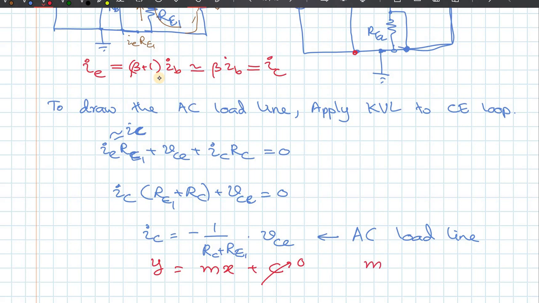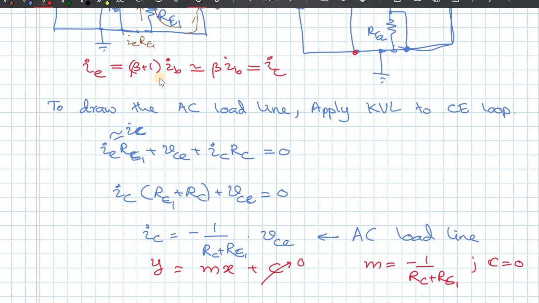What is m? M is equal to minus 1 over RC plus RE1. C is equal to 0. Okay, so therefore this load line, AC load line, is different from DC load line because of two reasons. In the DC load line you had RC, RE1 and RE2 in the expression, and the intercept C was equal to VCC divided by that total resistance in the collector and emitter circuit.